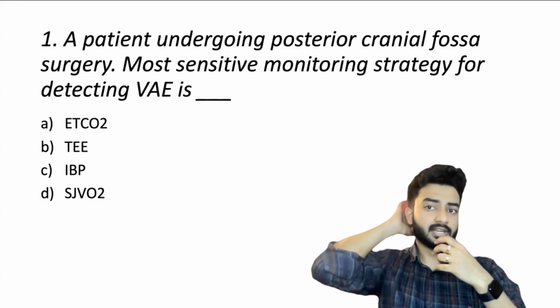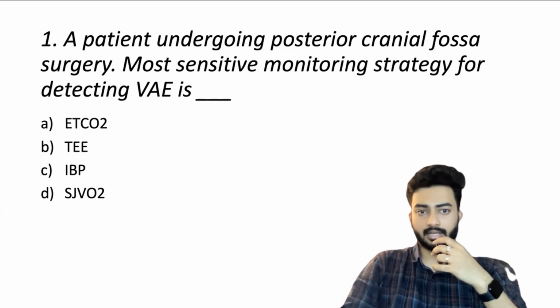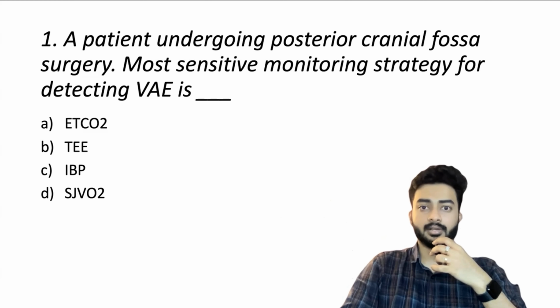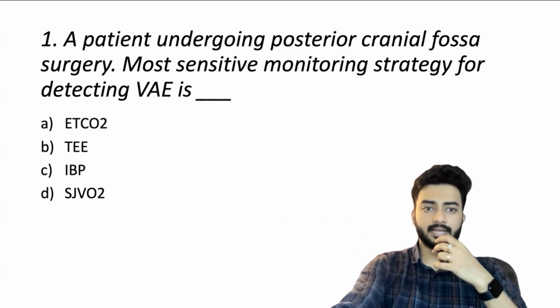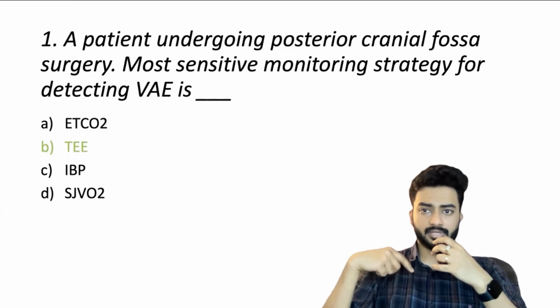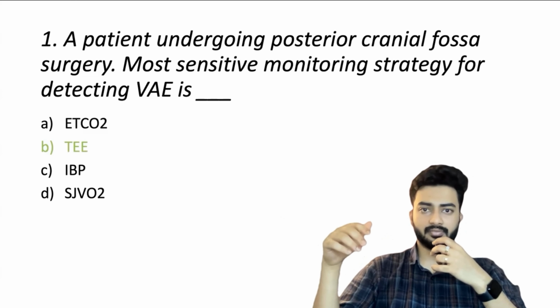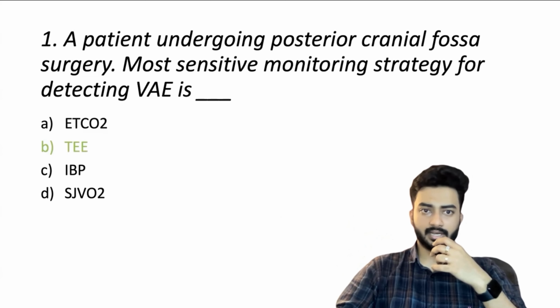So this is a posterior cranial fossa. They are not opening the heart to see the epicardial echocardiography, etc. So the answer will be TEE. If you are putting TEE in a patient, you can visualize if any venous air embolism is present in the RA or SVC or IVC during posterior cranial fossa surgery.